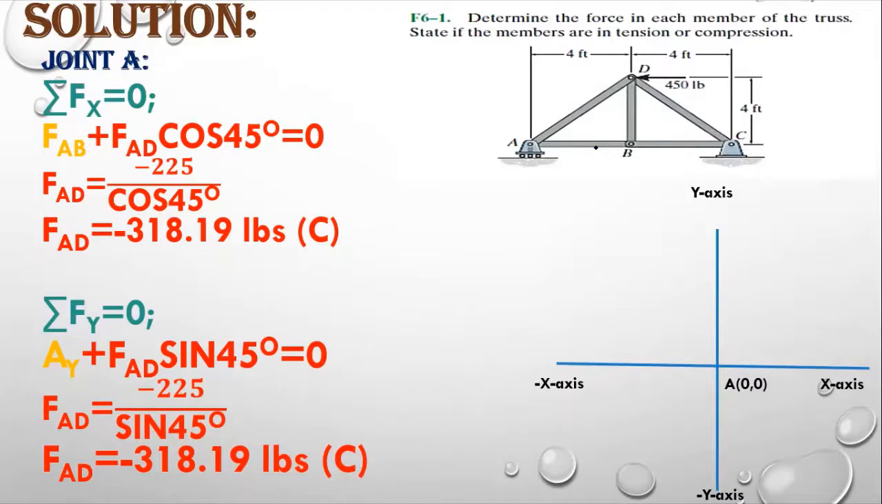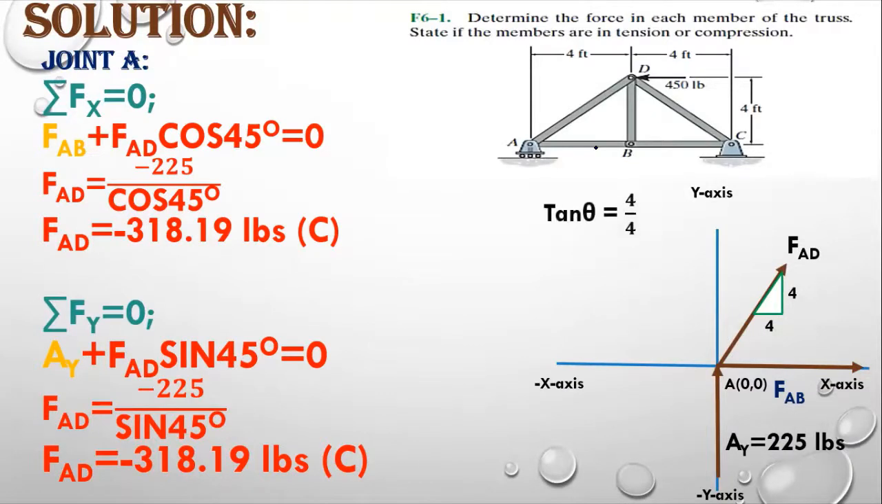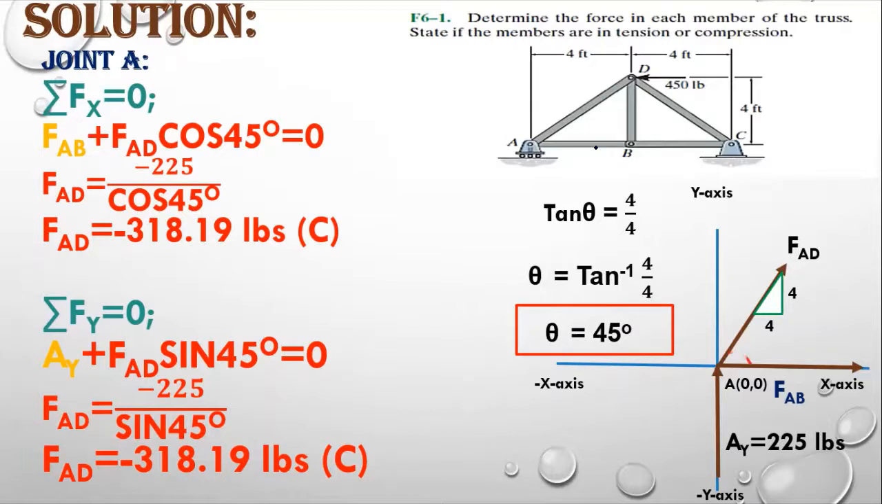So one force, FAB, is acting on the positive x-axis. Then there is one support reaction, that is AY, and its value is 225 pounds. Then there is an inclined member force, FAD, and the triangle should be 4 by 4, obviously. You can see both lengths are the same. So tan theta equals 4 upon 4, theta equals tan inverse of 4 upon 4, theta equals 45 degrees. So we have to resolve FAD into its components.